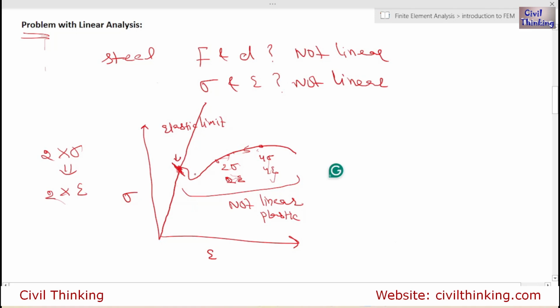Because the true stress strain curve is this, right? But it will not follow this path, it will follow this path. Why? Because all it knows is that we are in linear analysis, right? Linear means straight, so it will not recognize this thing. Then you will have problems. You will get so much stress.